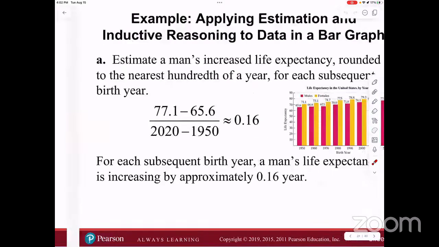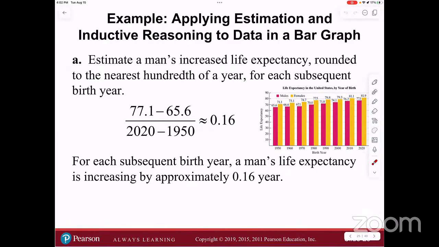Okay, so let me see. Estimated man's increase to the nearest hundredth of a year for each subsequent birth year. So they're found in the slope. Let me see. 77.1 is 2020, 65.6 is 1950. And again, so they're finding the slope between the first and the last. And so they get 0.16. So then for each subsequent birth year, oh, okay, I get what they're doing now. For each subsequent birth year, man's life expectancy is increasing by approximately 16 hundredths of a year, right?